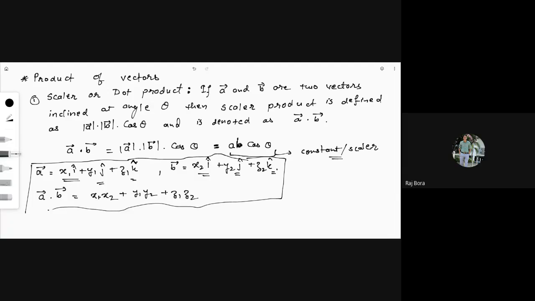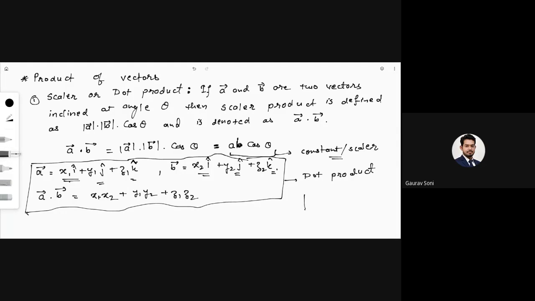Sir, you have not written i, j, k? So this is the way, I'll tell you why it turns out to be this. So this is the dot product. Sir, and where is cos theta? I'll explain you, just a minute. When I'm doing the dot product of these vectors a bar and b bar, it turns out to be this.